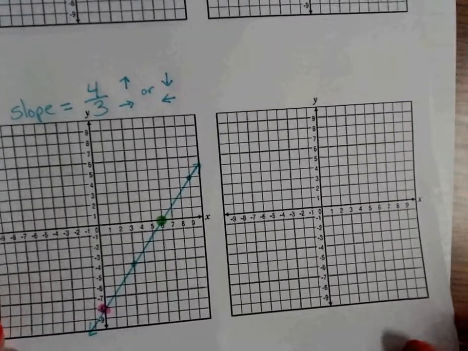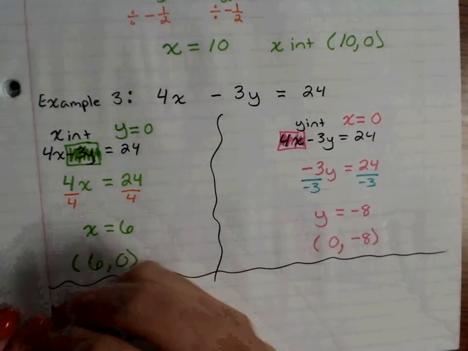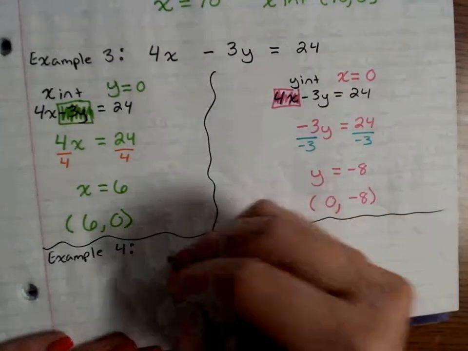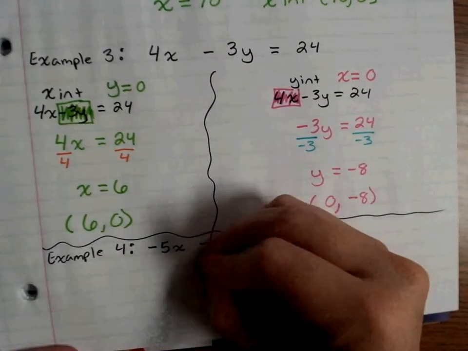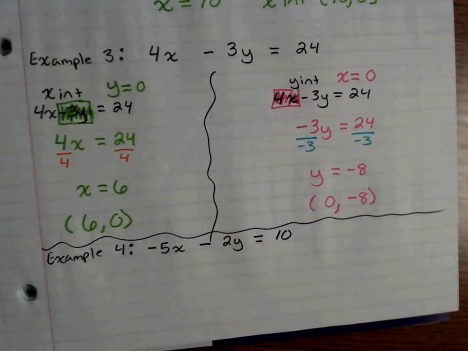All right, I'm going to have you do one more example on your own. Let's say we have a negative 5x minus 2y is equal to 10. Go ahead and do that one on your own.